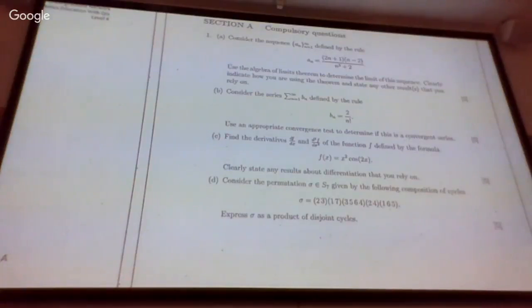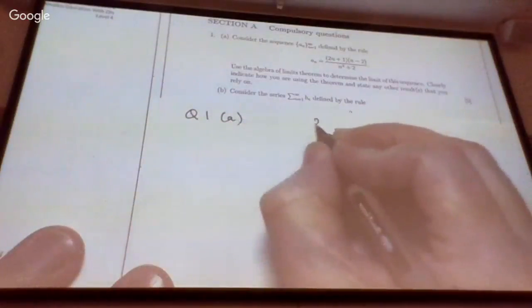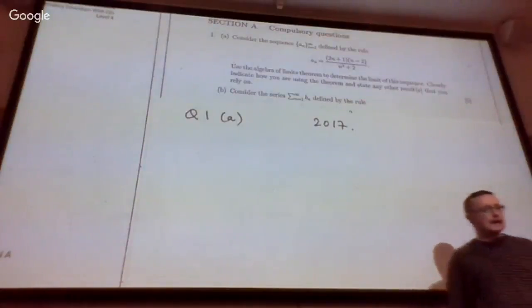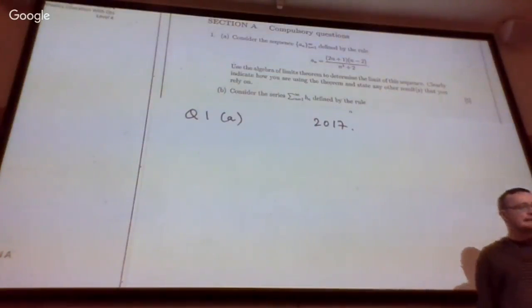Okay, so let's have a look at question 1A. The 2017 paper. So question 1A says, here's a sequence defined by this rule. Use the algebra of limits theorem to determine the limit of this sequence. Clearly indicate how you are using the theorem and state any other results that you rely on.